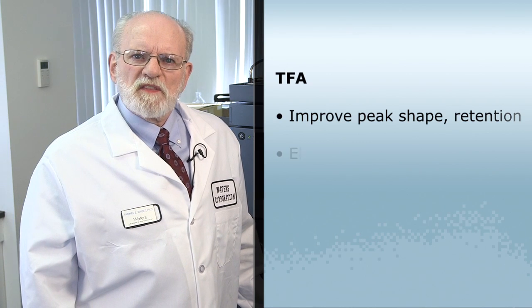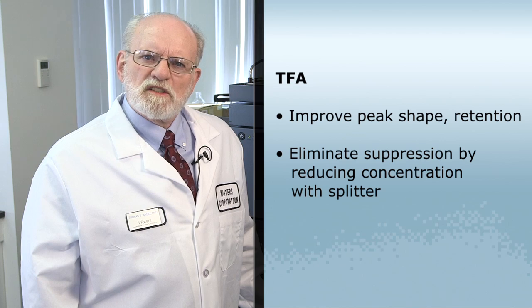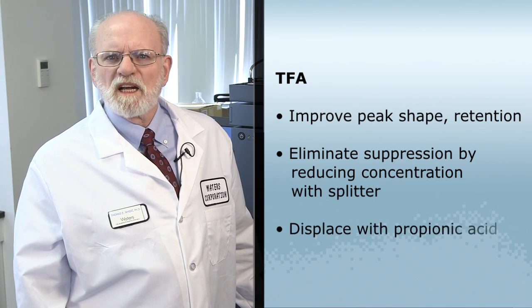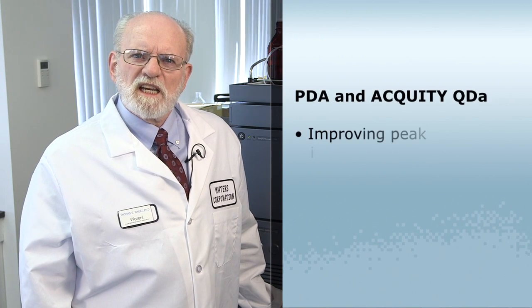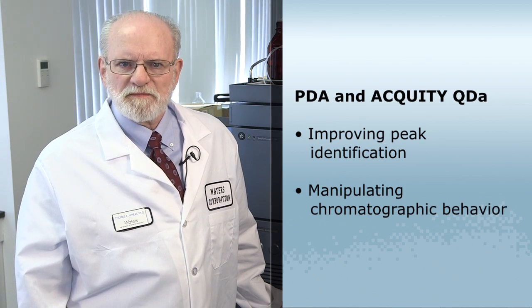Similarly, we can add TFA to the chromatographic mobile phase to improve peak shape and retention. We then eliminate the ionization suppressing effects of this acid by reducing its concentration with a splitter and displacing the TFA with propionic acid. In conclusion, we've demonstrated how the PDA detector and the ACQUITY QDa mass detector can be combined with a split and dilute approach. This extends your options in using UPLC separations, improving peak identification and manipulating chromatographic behavior and method development.